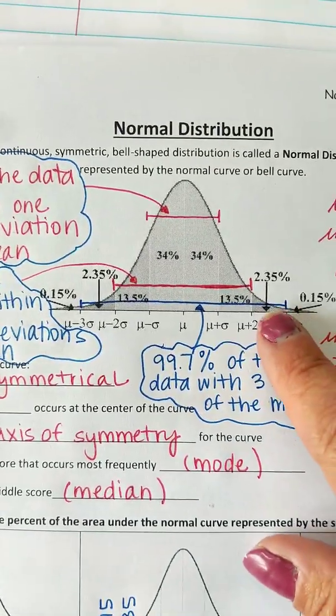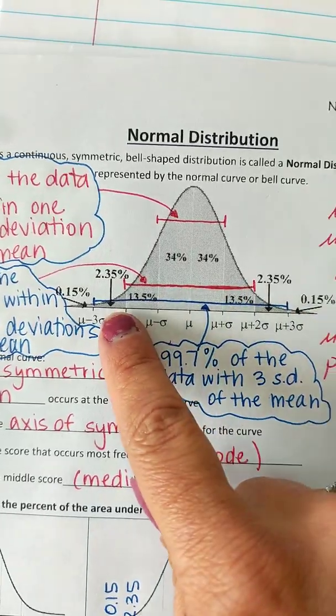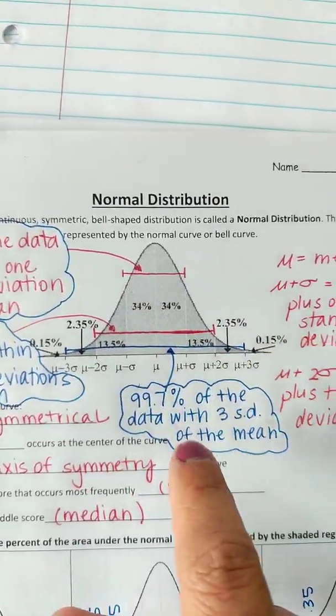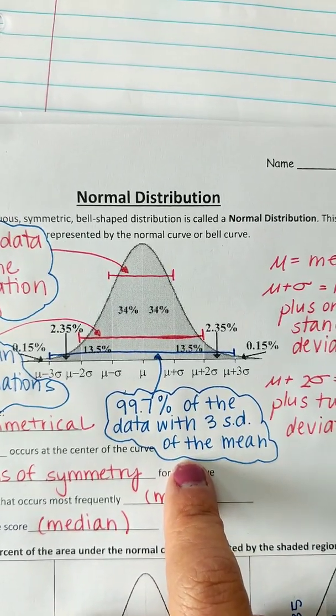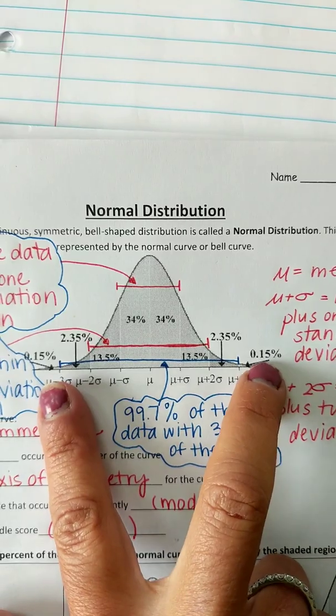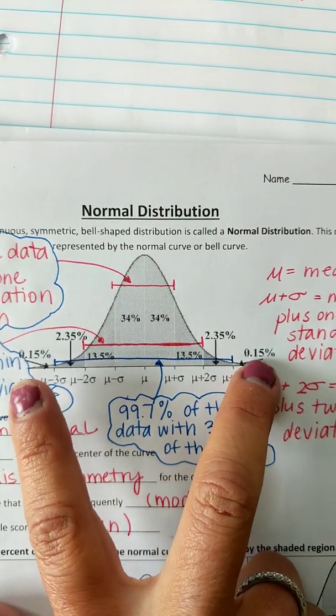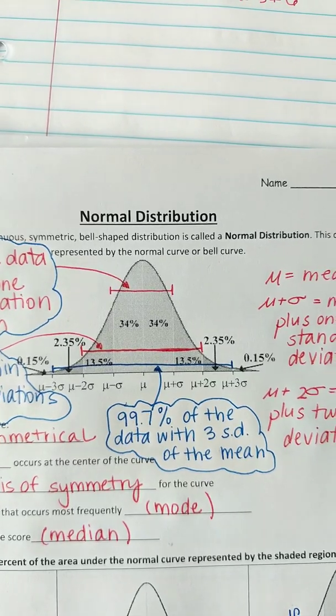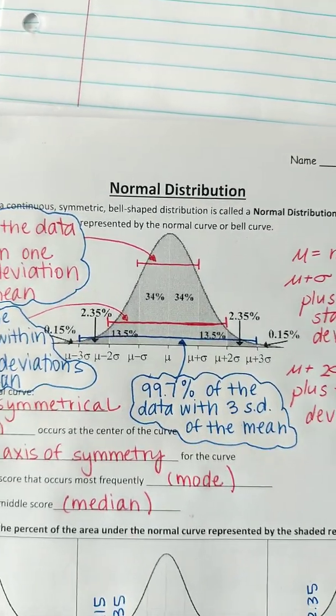The next section we can label 2.35% every time. If we add up all of those, we find that 99.7% of the data is within three standard deviations of the mean. And then these two little pieces on the outside, where you're more than three above or more than three below, are just 0.15% of the data. So that's the basics of how it splits.